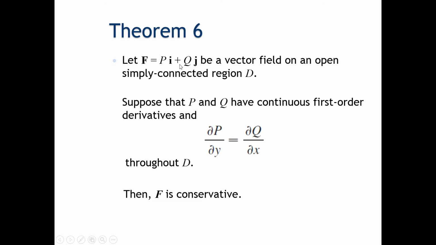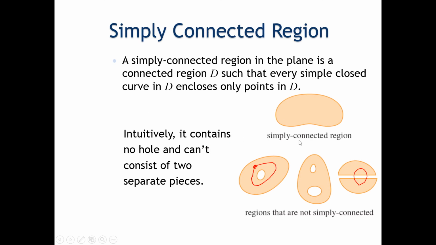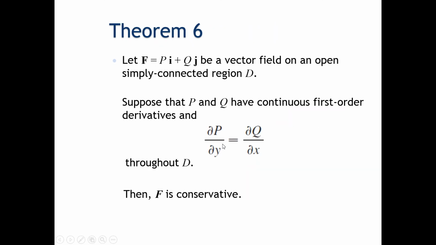F is equal to Pi plus Qj, a vector field. This is any vector field on an open simply connected region D. Open region means it has no boundary. Simply connected, we have already seen what a simply connected region is.